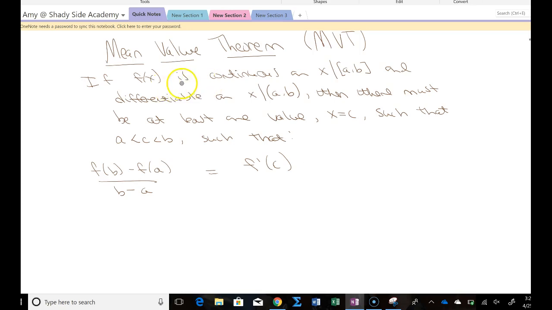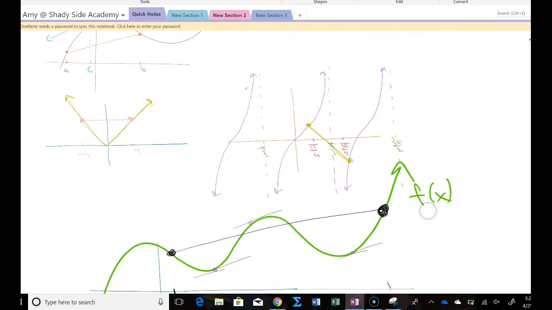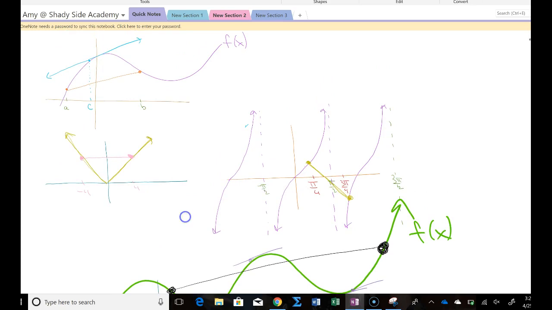The reason why we talk about continuity on a closed interval is because if we're looking at endpoints, for example, an interval from a to b on this graph, if f of x had a hole right here at a, then there couldn't possibly be a secant line because there wouldn't be a point there. So there has to be continuity at the endpoints, okay?